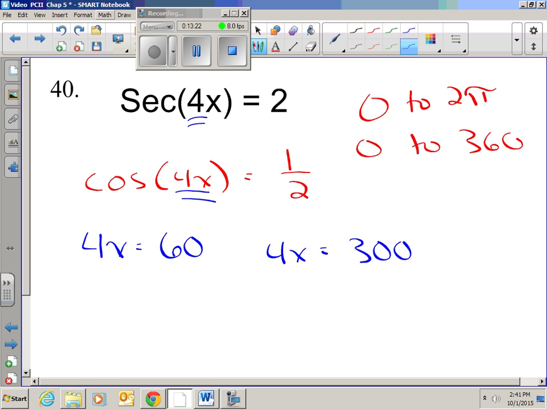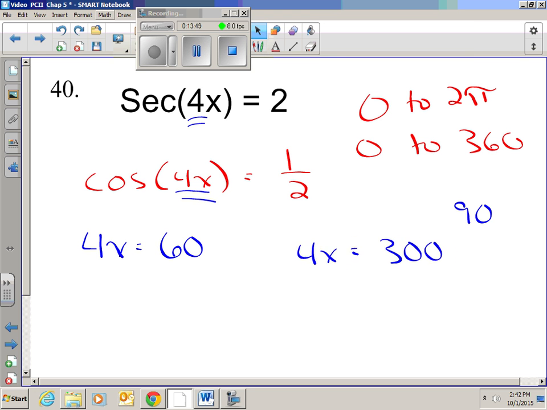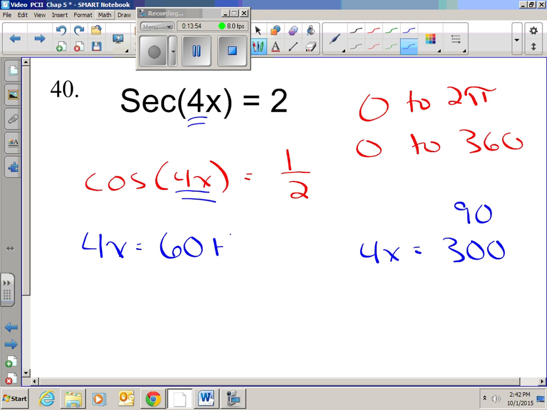Now here's the issue. My period is now 90, because I took the 360 and divided by 4. So I'm going to take my 4x equals 60 and write this in general form. I have 4x equals 60, plus 360n. And now to solve this for x, I am going to divide both sides by 4.